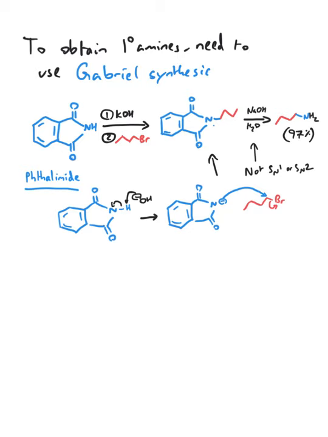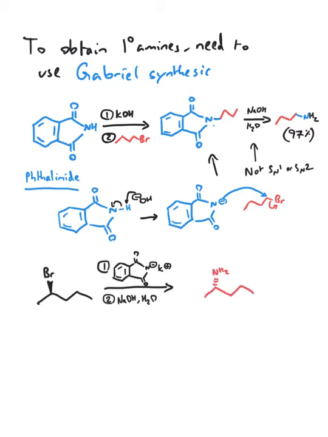For example, what is the product of this reaction here? You may pause now. And yes, we are just replacing the bromide with a primary amine, with inversion of stereochemistry, of course, because the Gabriel synthesis is an SN2 reaction.